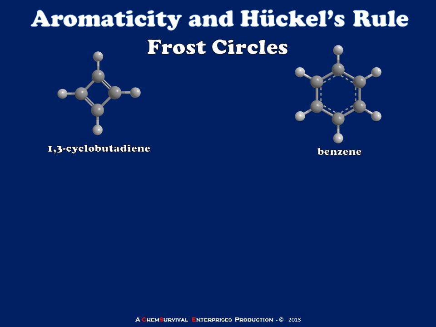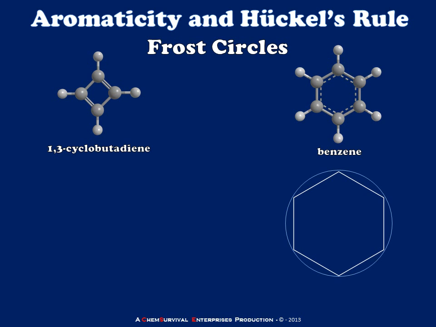Now that's not an accident, and to show why I've done this, I'm going to draw the Frost circles for 1,3-cyclobutadiene and benzene. Let's start with benzene. To produce the Frost circle, of course, I first draw my circle, and then I inscribe inside of that circle a polygon with a number of sides equal to that of the ring. So 6 atoms means a 6-sided polygon. And we always inscribe point down.